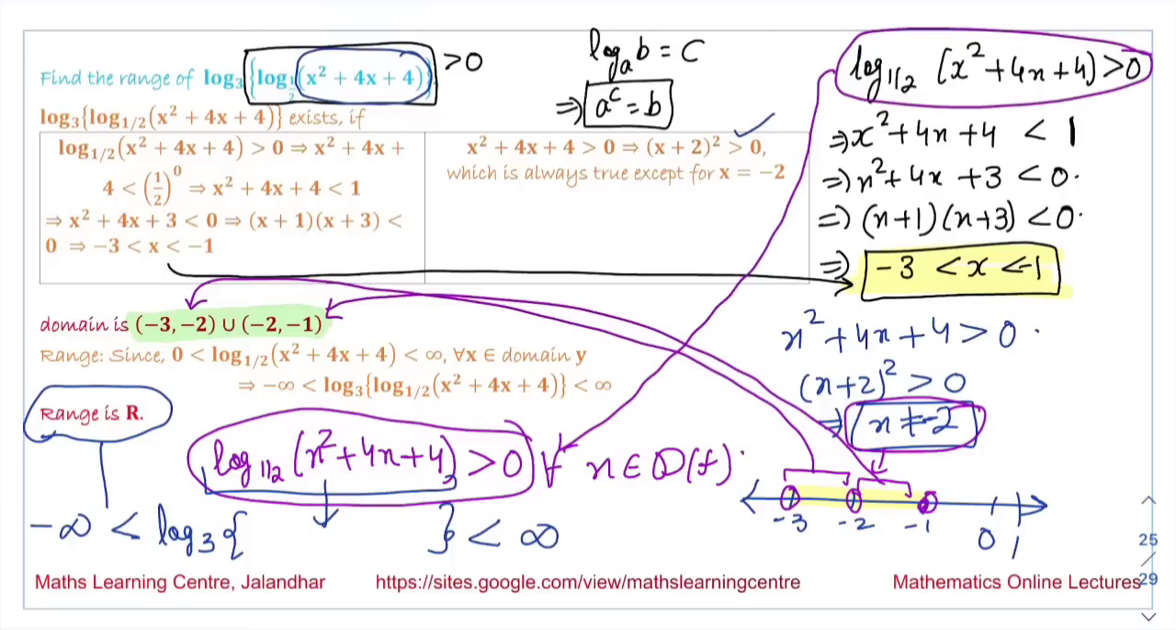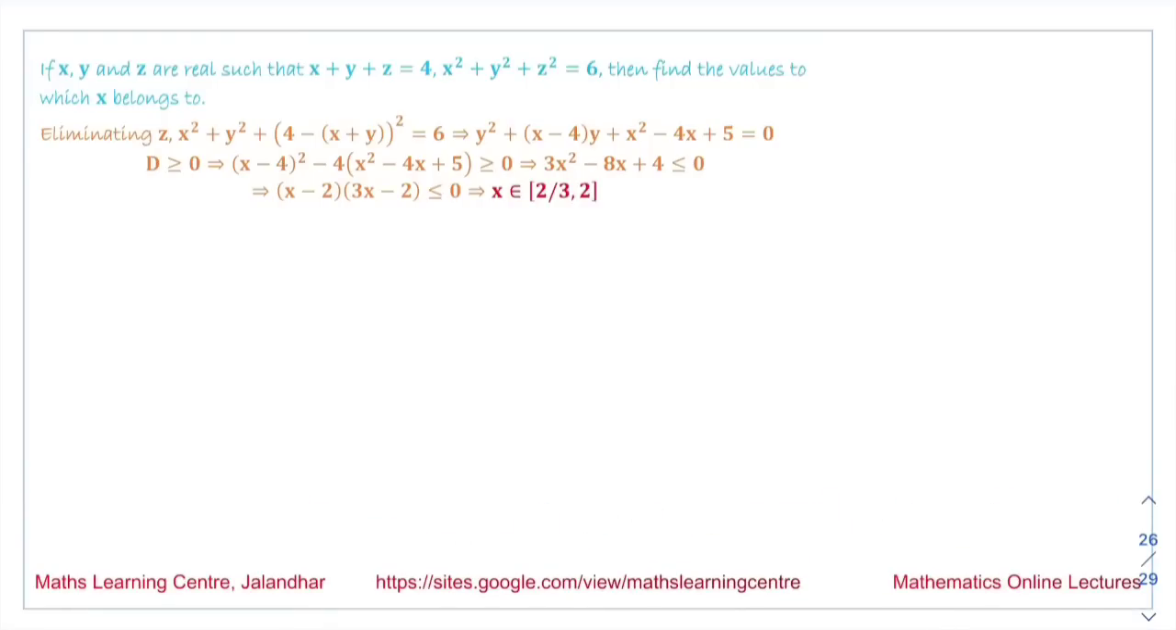So we get that the range of this function is R, that is the set of all real numbers. Next we have: if x, y and z are reals such that x plus y plus z is equal to 4, x square plus y square plus z square is equal to 6, find the values to which x belongs. So we are having these two equations: x square plus y square plus z square is equal to 6, and second, z is equal to 4 minus x minus y.